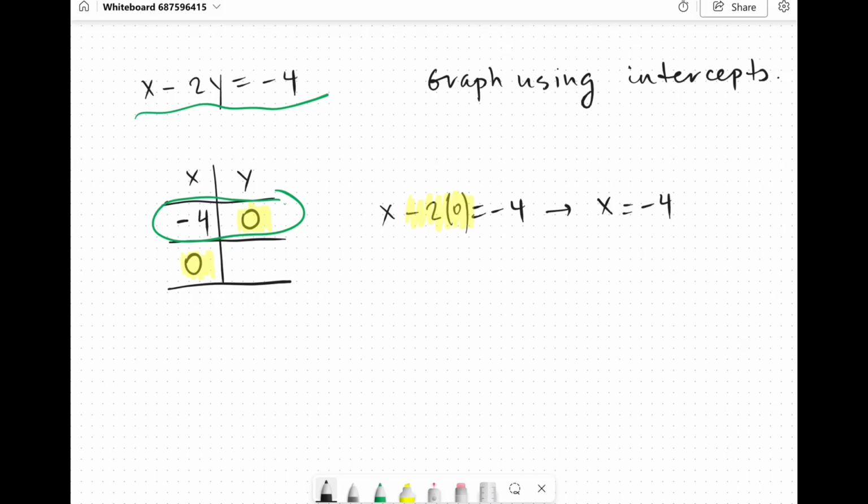And that's your first point that you will be graphing. Coordinates are negative 4, 0. And remember, this is your x-intercept.